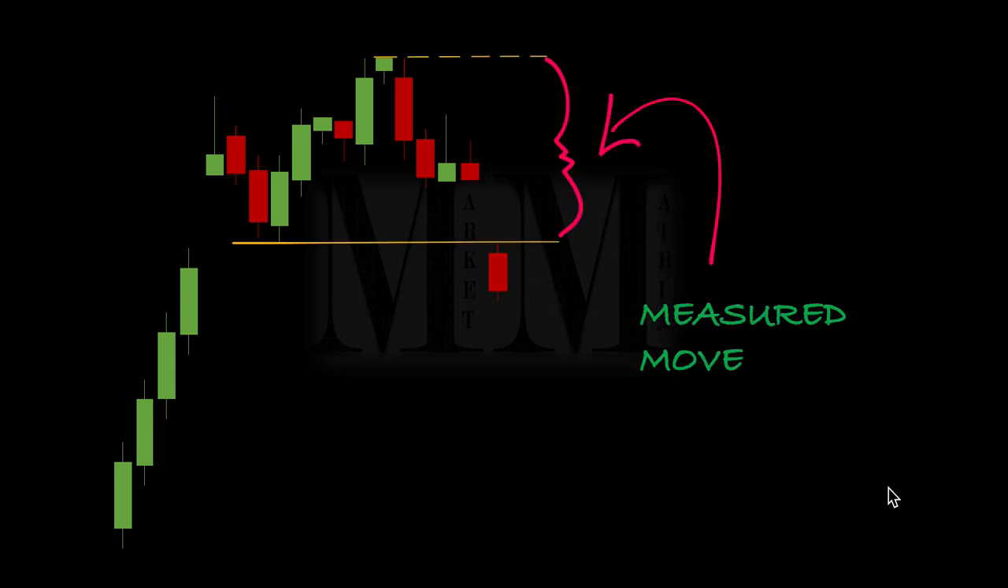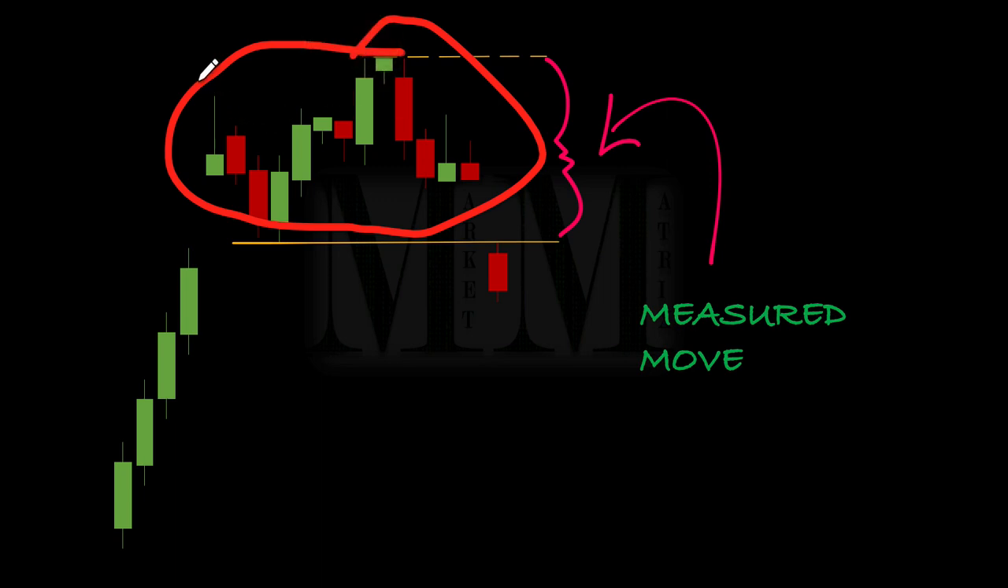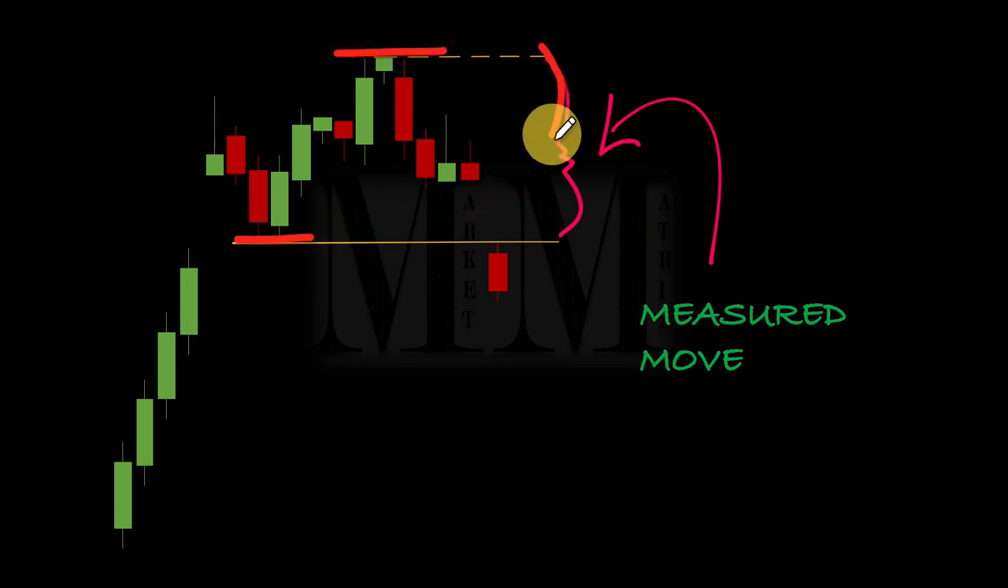So the measured move we're going to get is from the highest point of this island. I'm going to call this the island because this is the isolated part. So from the highest point of the island down to the lowest point, you measure that move, and you're going to expect that move to continue from this low over here.